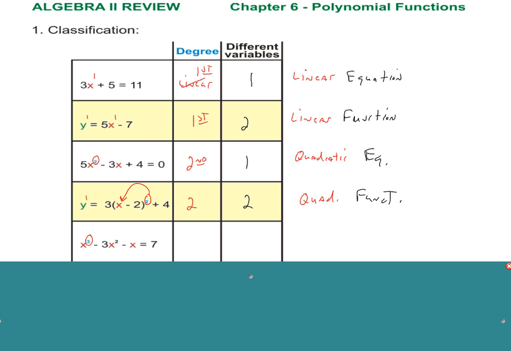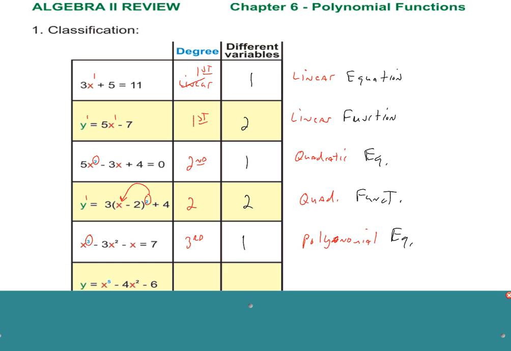Next example. Again, I'm looking at the degree. Okay, it's a third degree. Anything third degree or higher we'll call a polynomial. Third degree or higher. Polynomial. No O there. Polynomial. Oh, brother. It's a polynomial. And again, I'm going to look at how many different variables. There's only one variable. Polynomial equation.